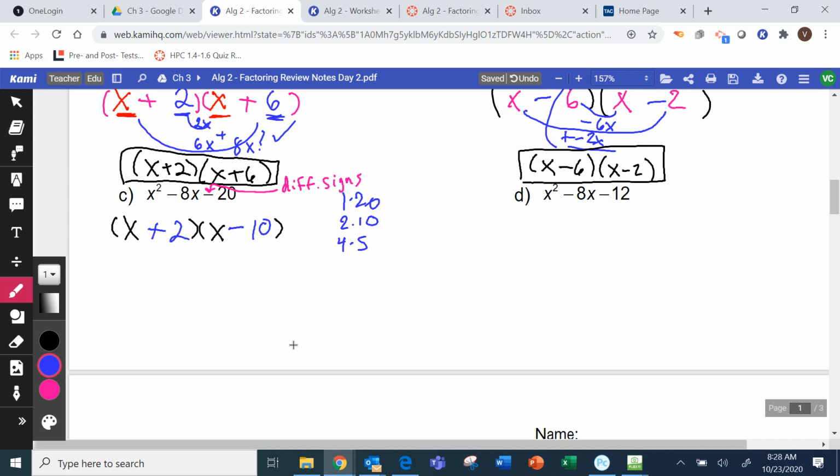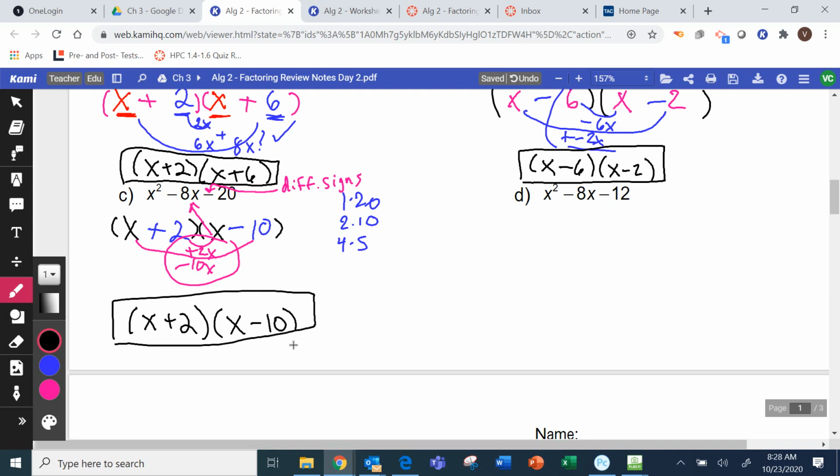But we're going to check it just in case we make a silly mistake because that happens all the time. We get negative 10x. We get positive 2x. Do those add together to give us negative 8x? Yes, they do. So we will have our final answer of x plus 2, x minus 10. Ooh, I got a question about that one. What if somebody wrote their answer as x minus 10, x plus 2? What if somebody wrote their answer like that?